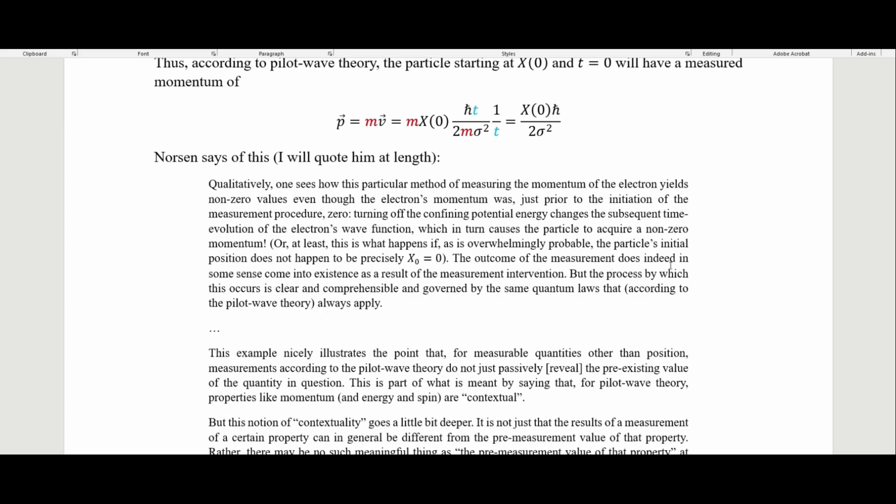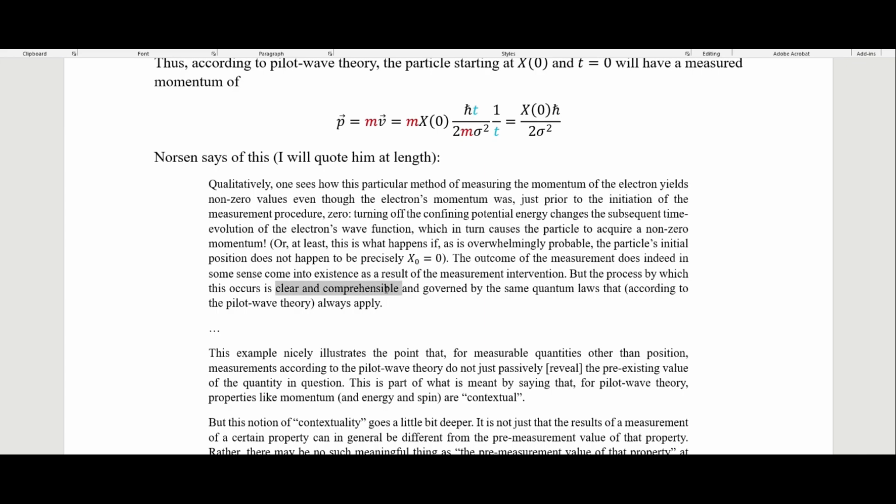"The outcome of the measurement does indeed, in some sense, come into existence as a result of the measurement intervention." What he's saying by that is the particle's momentum was 0, but then when we started doing the measurement, we turned off that potential, and so that brought the momentum of the particle into existence. So our experiment itself actually brought that momentum into existence, "but the process by which this occurs is clear and comprehensible and governed by the same quantum laws that, according to the pilot wave theory, always apply."